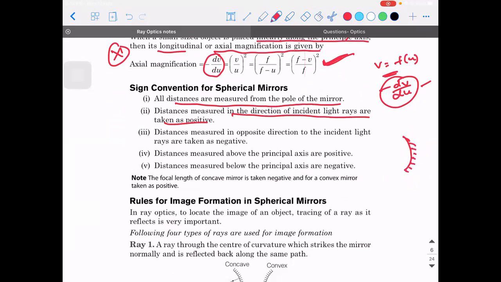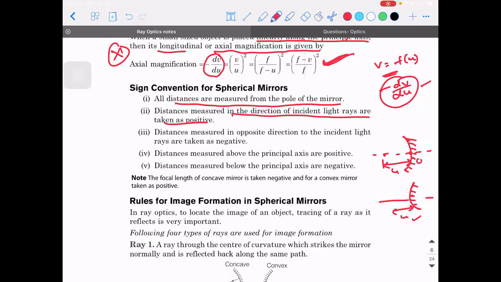I ensure, when you're taking the sign convention, one thing that needs to be ensured is, irrespective of whether it is a concave or a convex mirror, you need to ensure that the reflecting surface is always on the left-hand side. Okay. So in that case, you will always place the object on the reflecting side. So U is always negative. If you get the image on the other side, you get the V to be positive. If you get the same side, V is going to be negative.